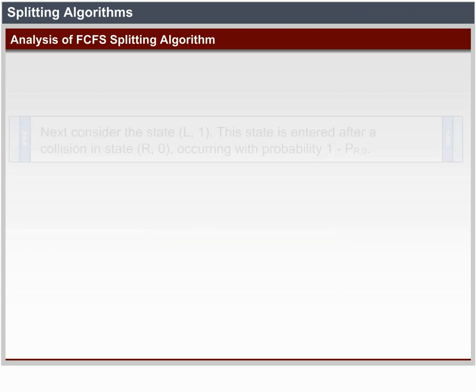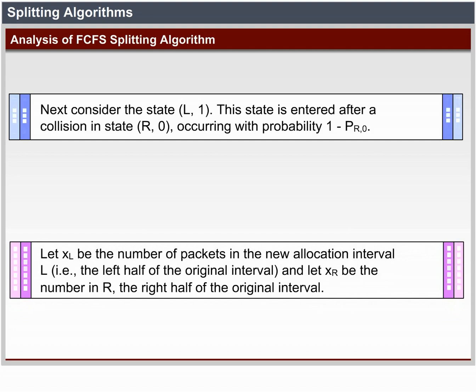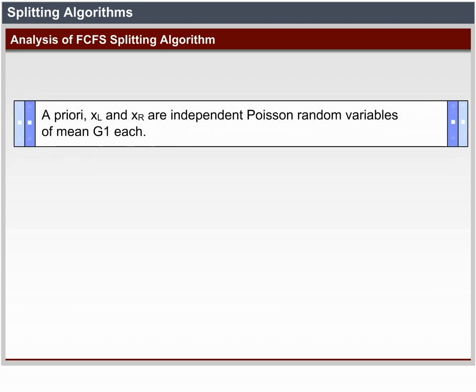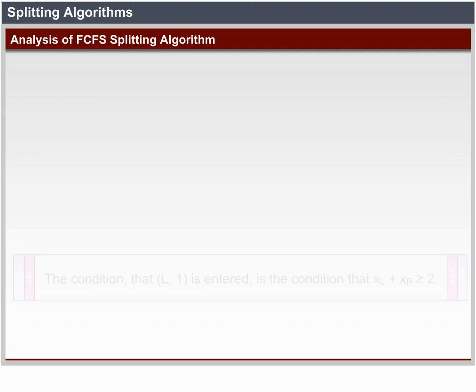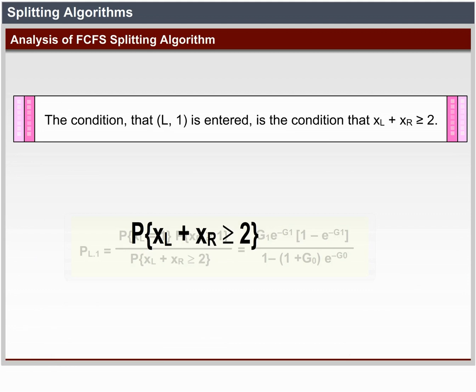Next, consider the state L,1. This state is entered after a collision in state R,0, which occurs with probability 1 minus P_R,0. Let XL be the number of packets in the new allocation interval L, that is, the left half of the original interval, and let XR be the number in R, the right half of the original interval. A priori, XL and XR are independent Poisson random variables of mean G1. The condition that L,1 is entered is the condition that XL plus XR is greater than or equal to 2.